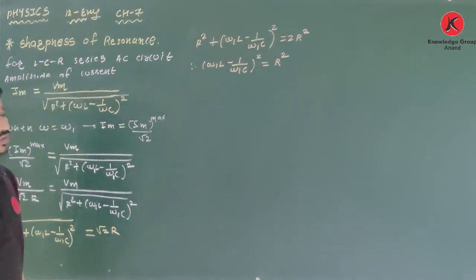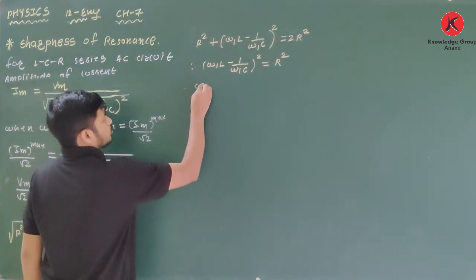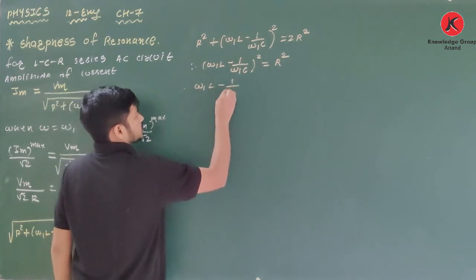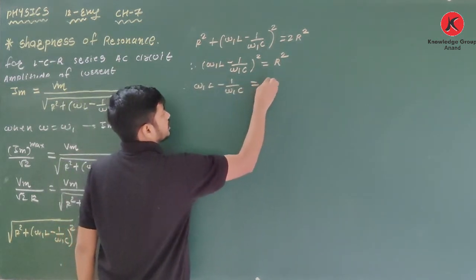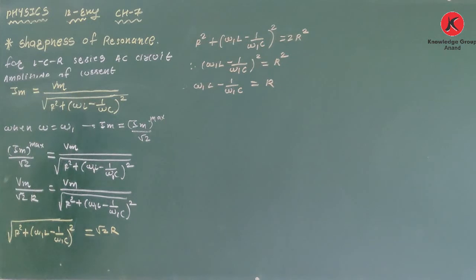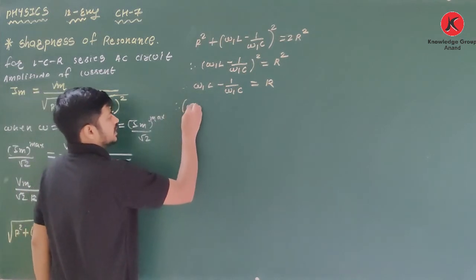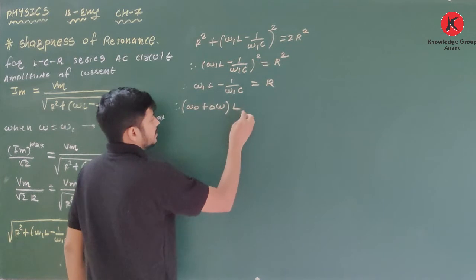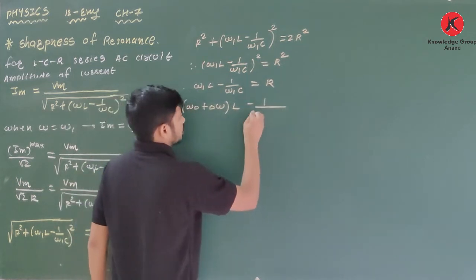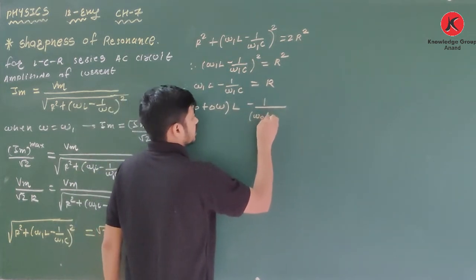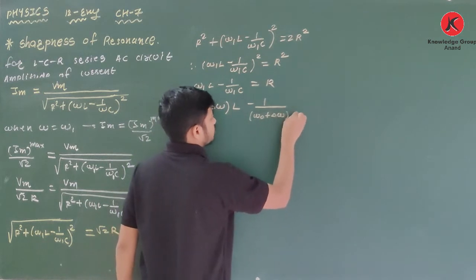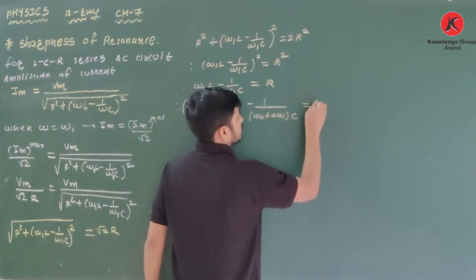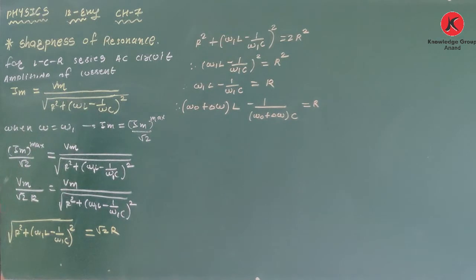Now again take the square root on both sides. So omega 1L minus 1 upon omega 1C is equal to R. Now put the value of omega 1. What is the value of omega 1? It is omega 0 plus delta omega, so omega 0 plus delta omega times L minus 1 upon omega 0 plus delta omega times C is equal to R.